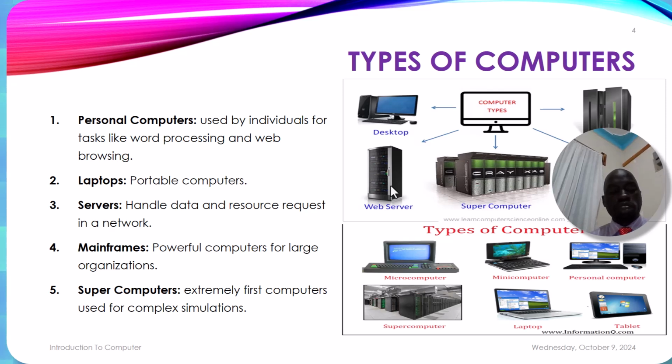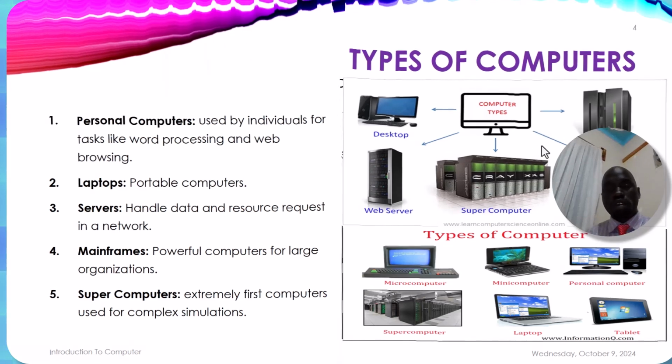Then we have mainframes. Mainframes are powerful computers for large organizations, so they look like that. And we also have supercomputers, which are super fast. We could see supercomputers here.